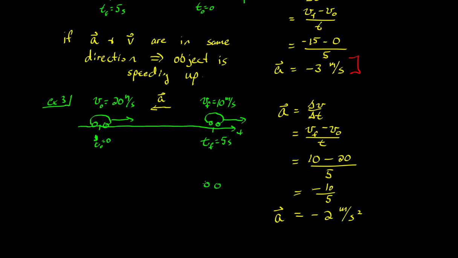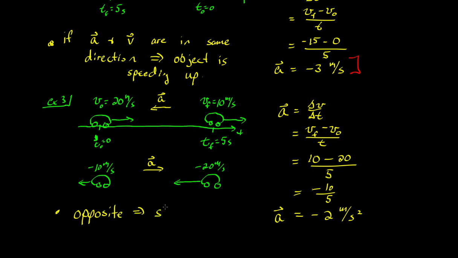If the object is going this way and slowing down, so it's moving this way, and then it slows down. So it goes from 20 meters per second, or negative 20 meters per second, to negative 10 meters per second, then which way is the acceleration going to be? Well, it's going to be against it. So it's going to be this way. So that's our second rule. This was the first one. If they're in the same direction, it's speeding up. If it's opposite, then the object is slowing down.